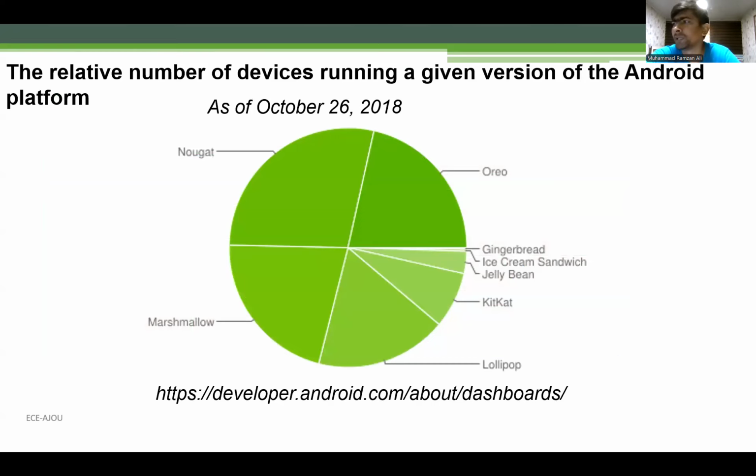So if you look at that, there is a relative number of devices running a given version of the Android platform. In this graph, there is a pie chart representing the distribution of Android devices running different versions of the operating system. As of October 26, 2018, the largest segment belongs to Oreo. There are others, that is KitKat, Jelly Bean, Ice Cream Sandwich, and a lot of areas are covered, but most of the area belongs to Oreo. This result is till 26th of October 2018, but nowadays maybe there is a different scenario of these numbers or this chart.